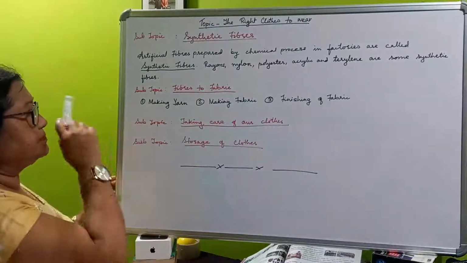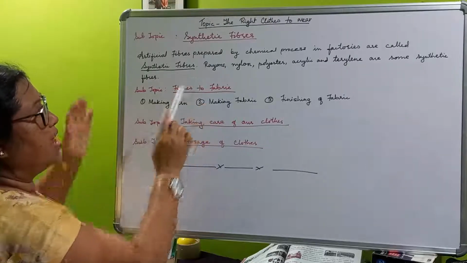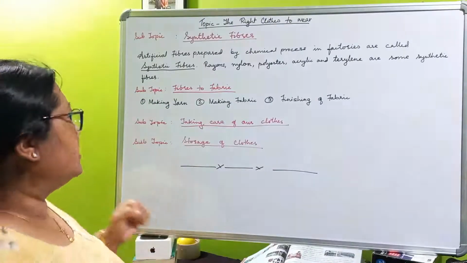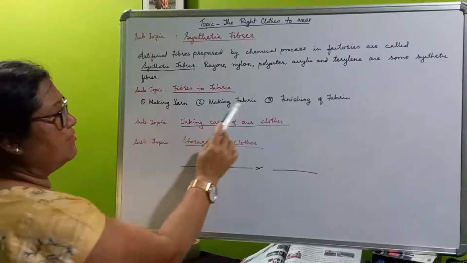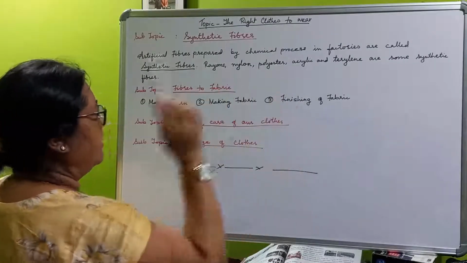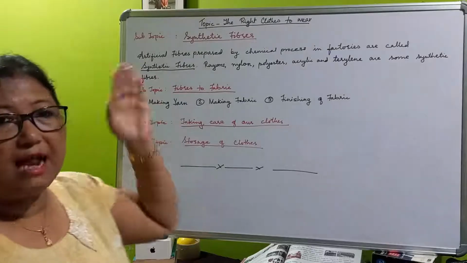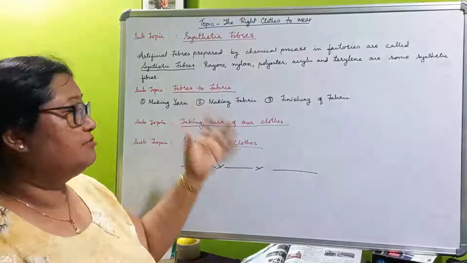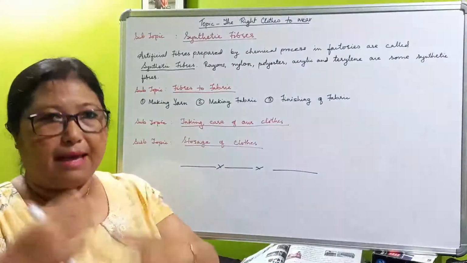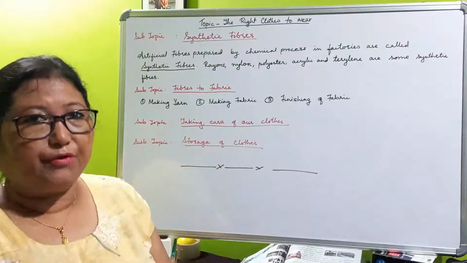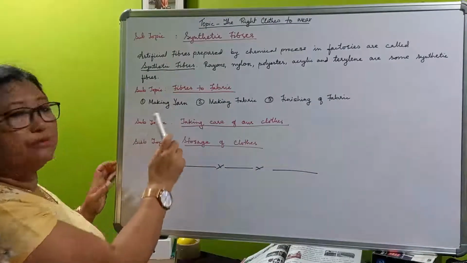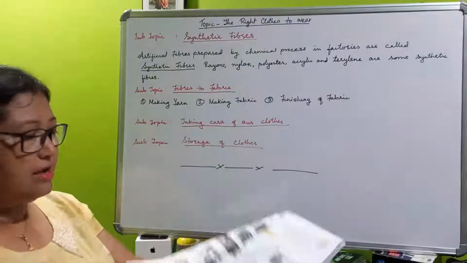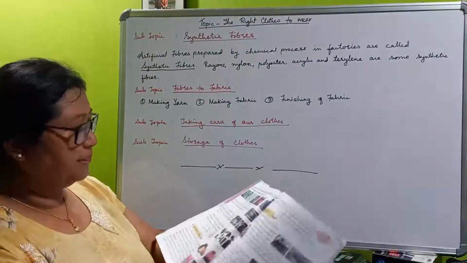Now next is fibers to fabric. Now how are these synthetic clothes prepared? There are three steps to make these synthetic fibers. First one is making yarn, second is making fabric, and third is finishing fabrics. Now making yarn means, with the help of silk, wool, cotton, from natural fibers only, they take out the thread and they mix up some chemicals and all these things, and they make it artificial. So making yarn means with those natural fibers only, they mix up some chemicals and make them synthetic fibers.